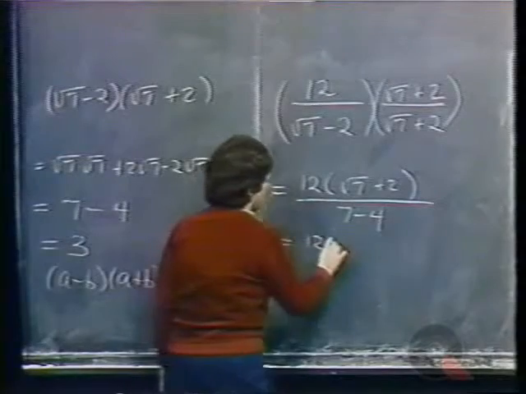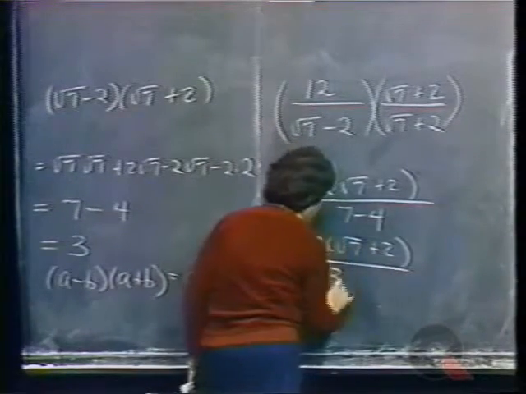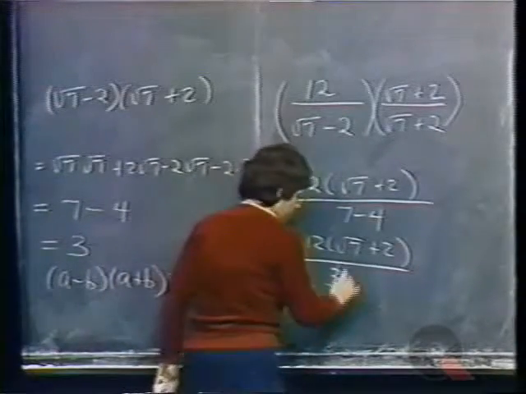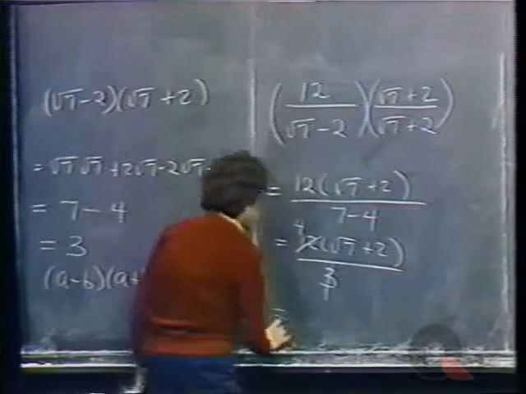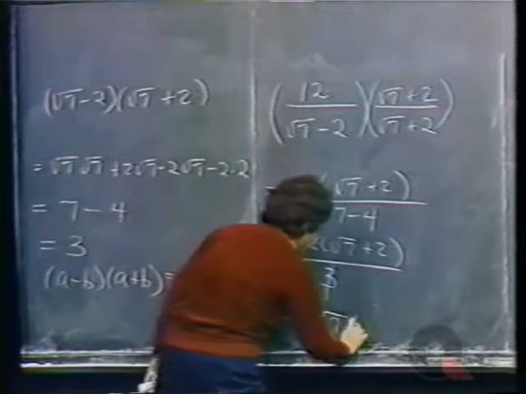So we get 12 times the square root of 7 plus 2 over 3. We can divide numerator and denominator here by 3. 3 divided by 3 gives you 1. 12 divided by 3 gives you 4, for a final answer of 4 times the square root of 7 plus 2.